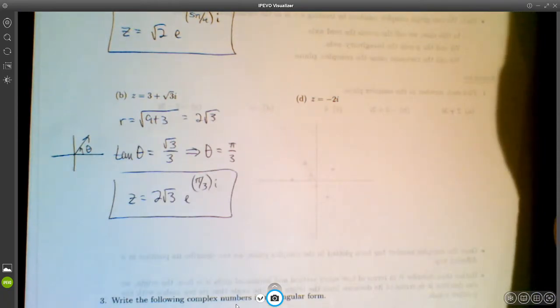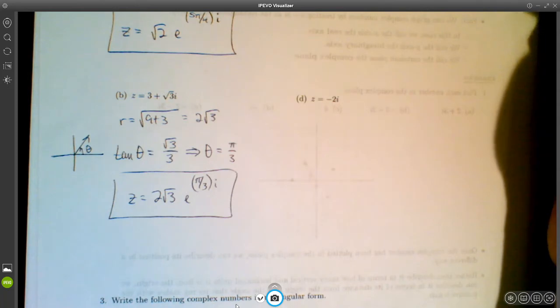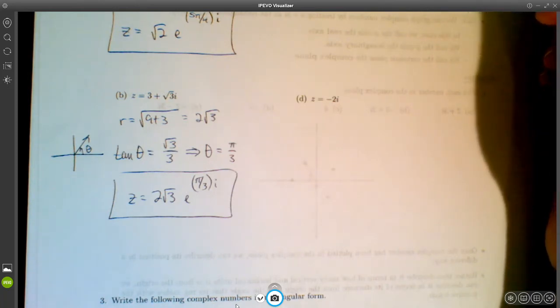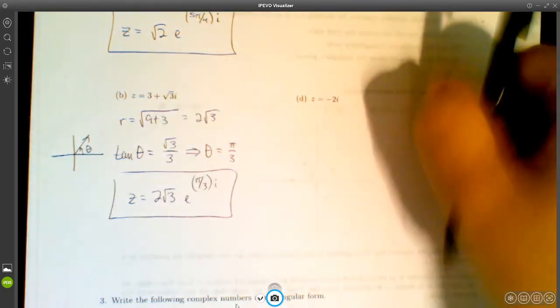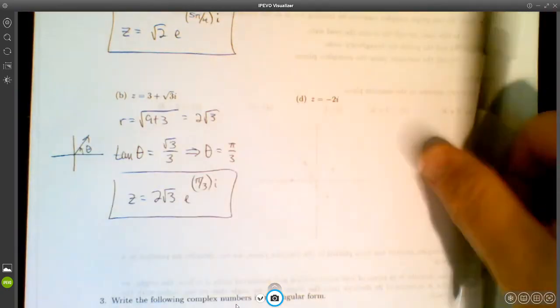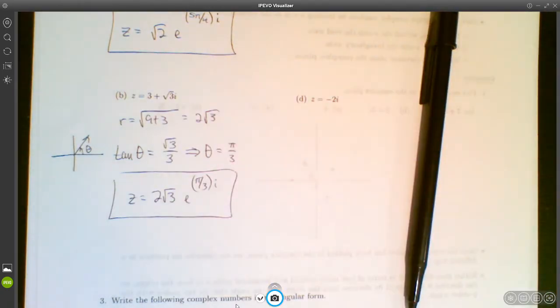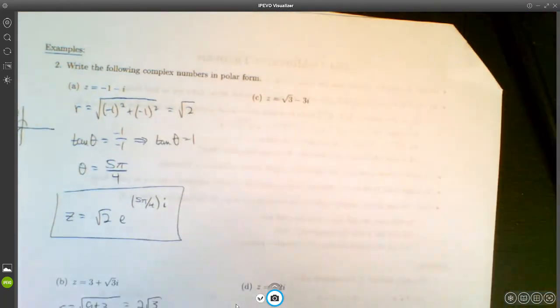Okay, so I think you should get 2 root 3 times e to the pi over 3 i. In this case, theta was just tangent inverse of root 3 over 3. That's because theta was in quadrant 1. Okay, but you have to be careful with that. If theta is in any other quadrant, then it's not just tangent inverse, right? Okay, part C. Again, give the video a pause, see if you can do this one on your own. Okay, I'm going to go ahead and give my solution.